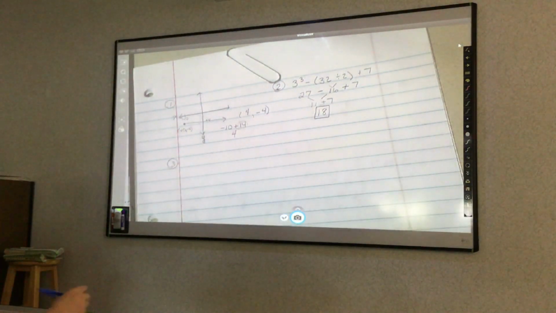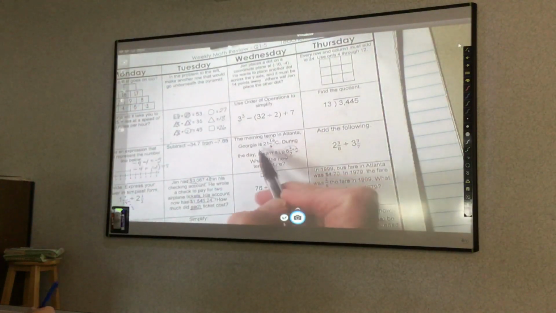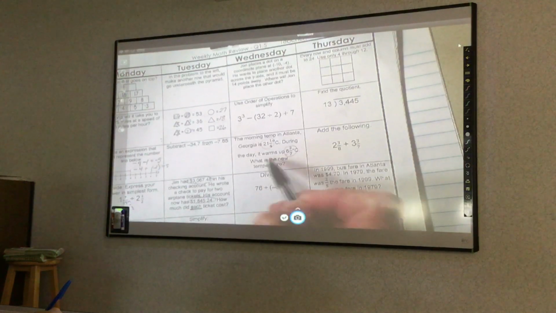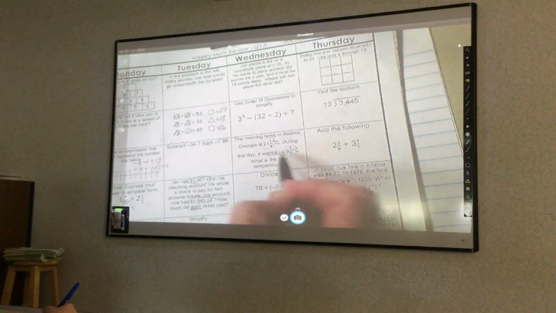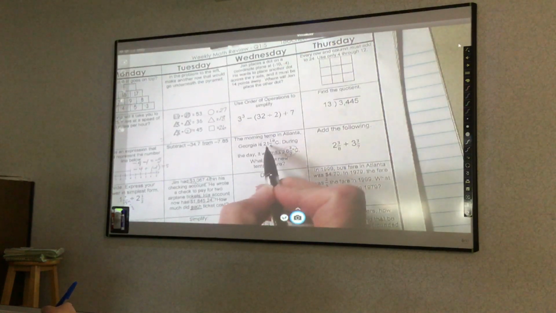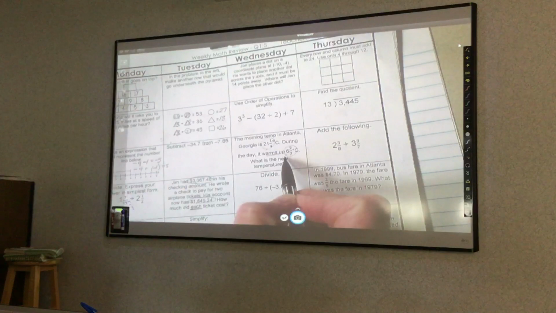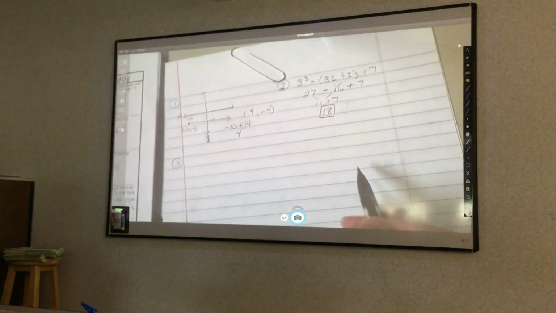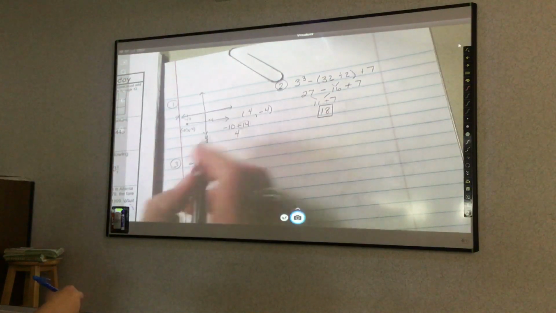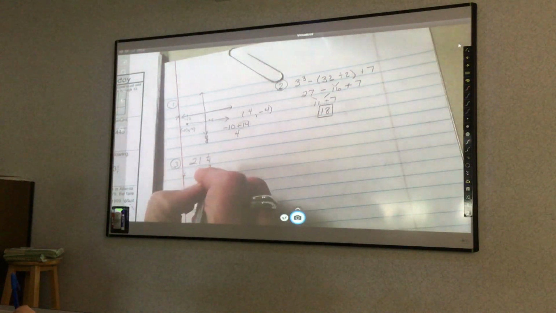Number 3 says the morning temp in Atlanta, Georgia is 21 and 1/4 degrees Celsius. During the day it warms up 6 and 2/7 degrees Celsius. What is the new temperature? So I'm starting at 21 and 1/4 and I'm going up. So what am I doing? I'm adding. So 21 and 1/4 plus 6 and 2/7.